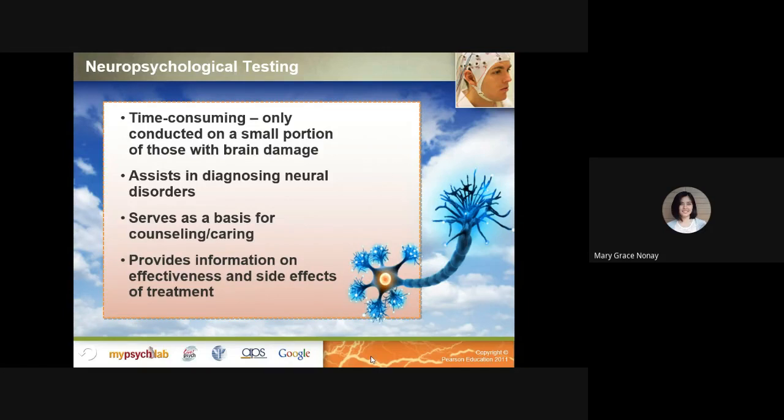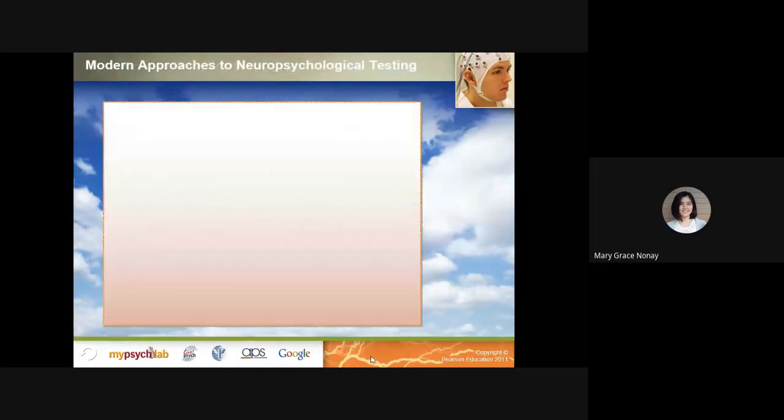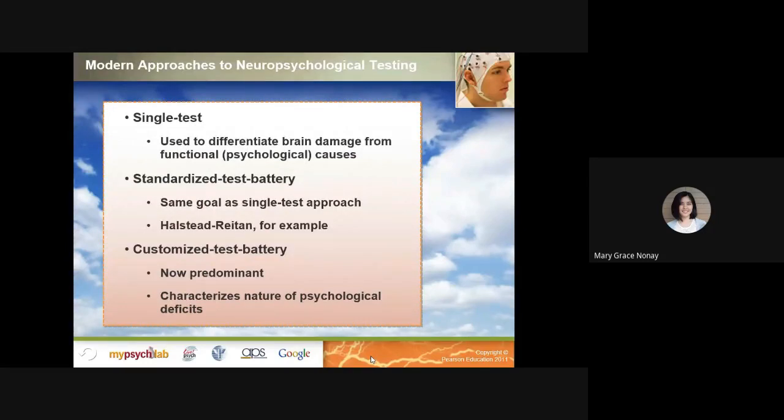It assists in diagnosing neural disorders. It also serves as a basis for counseling or caring, so the results of those researches. And it provides information on the effectiveness and side effects of a treatment. And we also have other modern approaches to psychological testing. So we have the single test, a standardized test battery, and a customized test battery. The single test is used to differentiate brain damage from functional psychological causes.